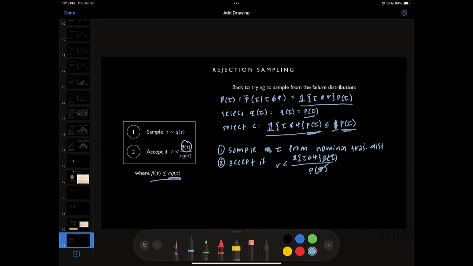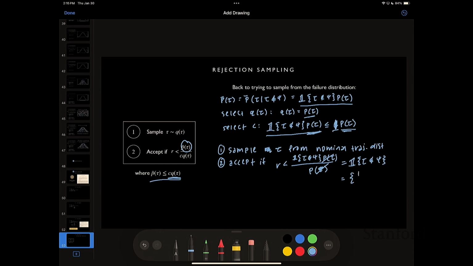So these two things cancel out, and we just get the indicator function left. Okay, and so this might have all seemed a bit convoluted and weird, but we actually just derived a very obvious result, because this indicator function is equal to 1 if tau is a failure, and 0 otherwise. So basically the probability that we accept the trajectory is 1 if it's a failure, and 0 if it's not a failure. So all we did was say, sample from the nominal distribution, and if we get a failure, keep it, and if we get a success, throw it out.